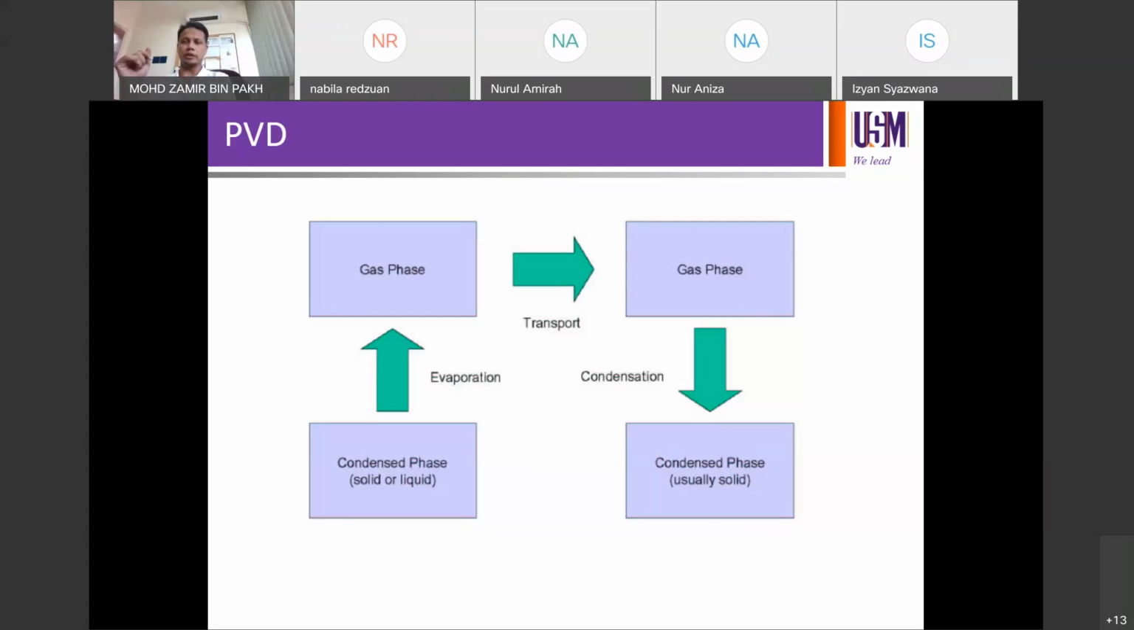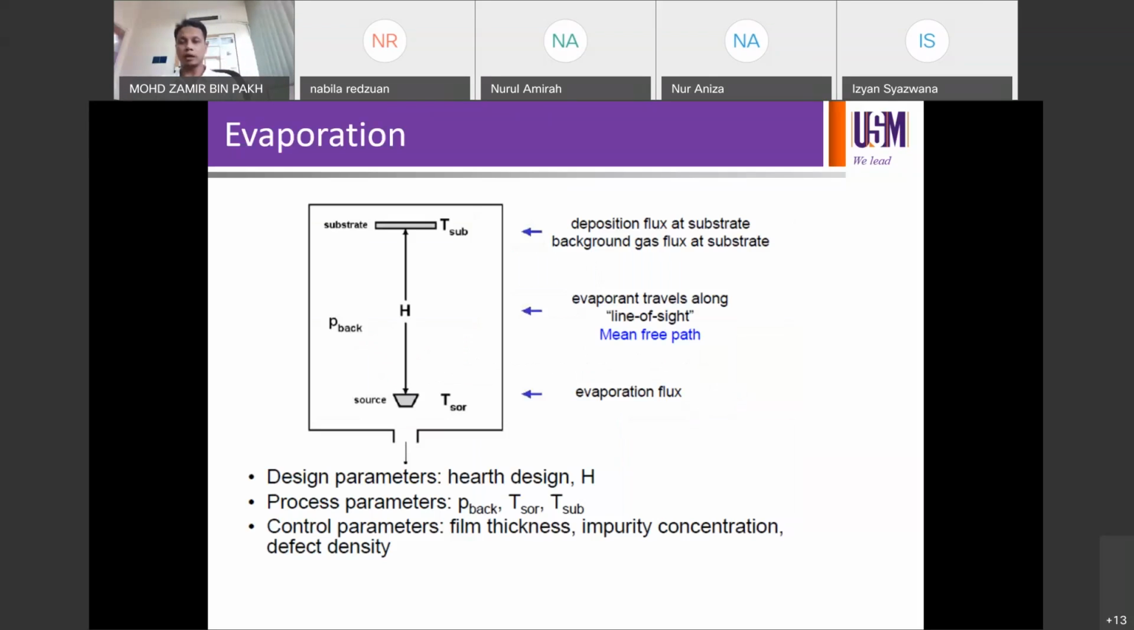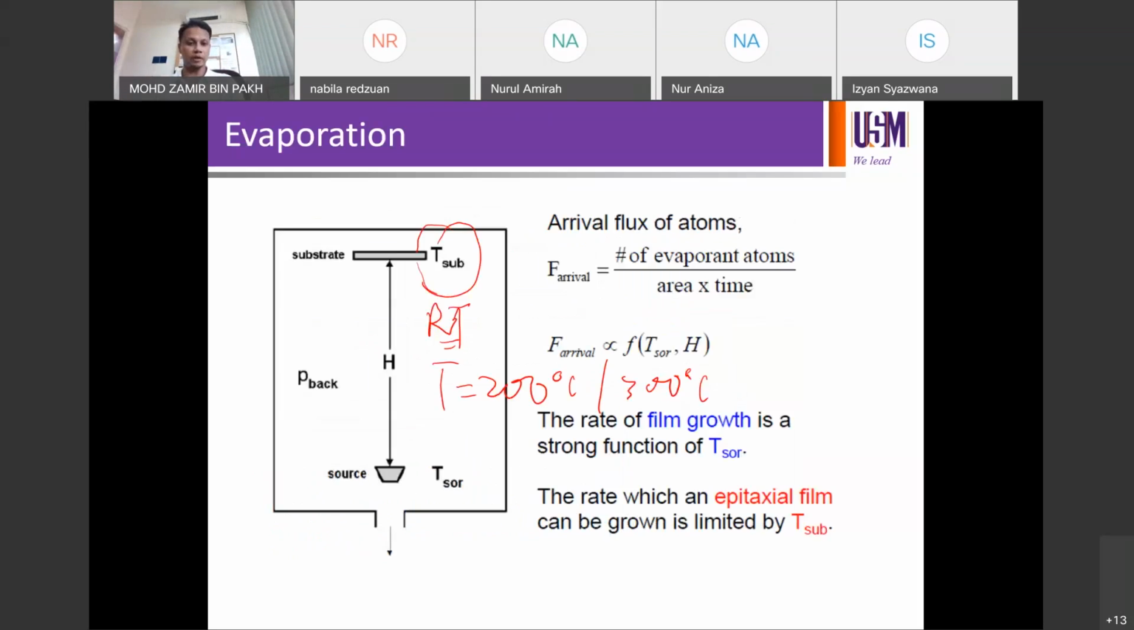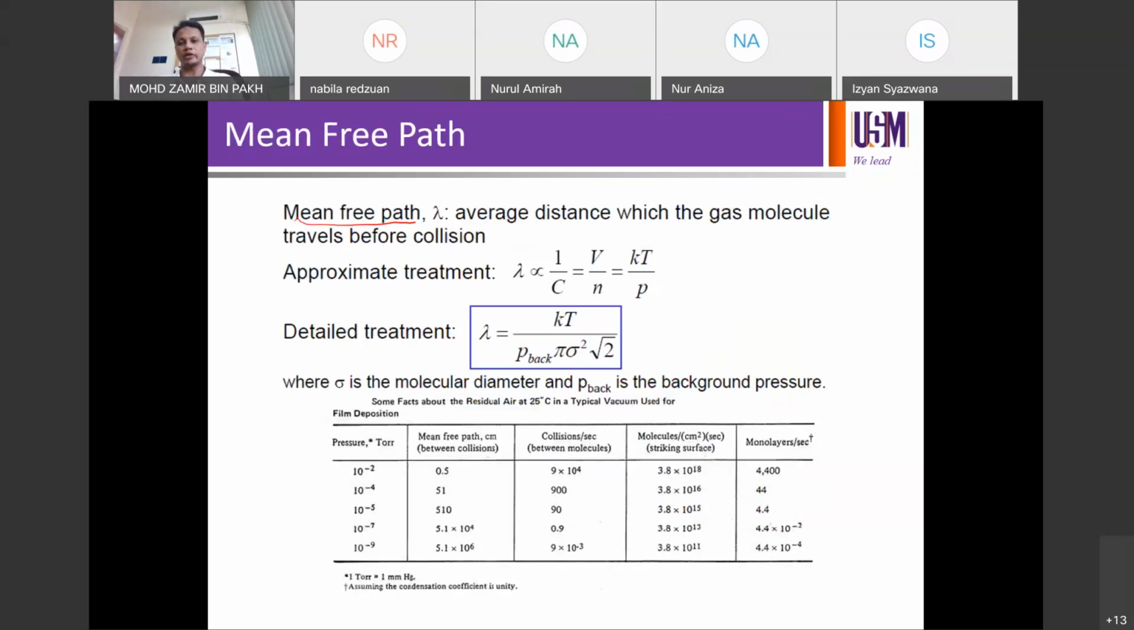If the journey that they go through does not exceed the distance between the source and the substrate, they won't end up on the substrate. So you need to make sure that the distance gone through by the gas phase is more than the separation distance. And this is what mean free path essentially means: the average distance which a gas molecule travels before collision.